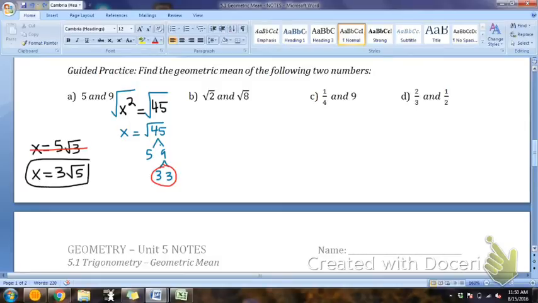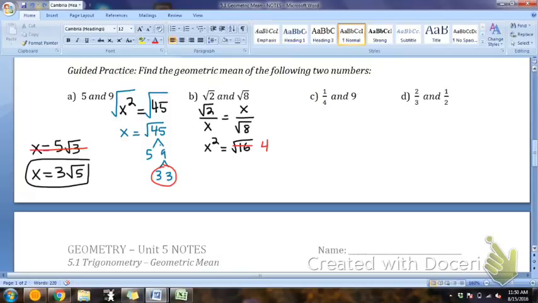Okay, let's try letter B. It's all right that they're already square roots. You know how to handle this. Are you allowed to multiply the square root of 2 times the square root of 8? Can you multiply them? What do you get? Not 16. You get the square root of 16. Now, it would be hard to do the square root of a square root. So what is the square root of 16? 4. So we'll just make this 4.